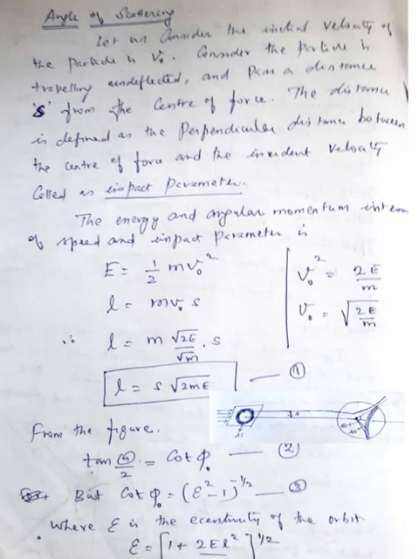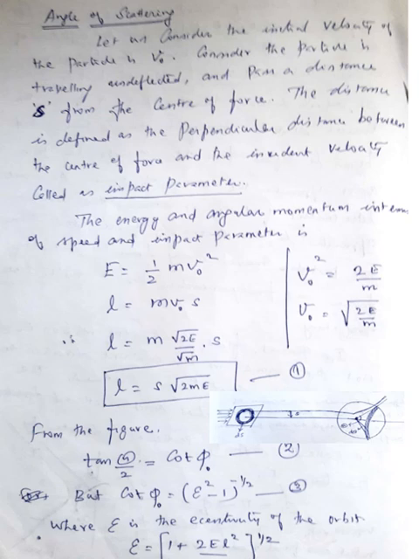Now we will find the expression for the angle of scattering. We know that the angle of scattering is the angle between the initial and the scattered directions. Let us consider the initial velocity of the particle to be v0. Consider the particle traveling undeflected from here. For the explanation, I have made this image smaller.